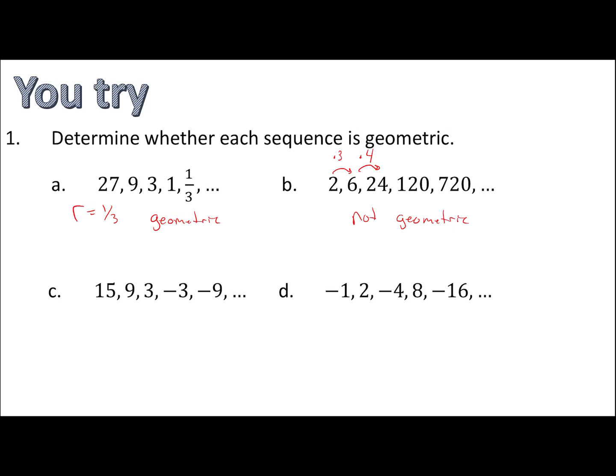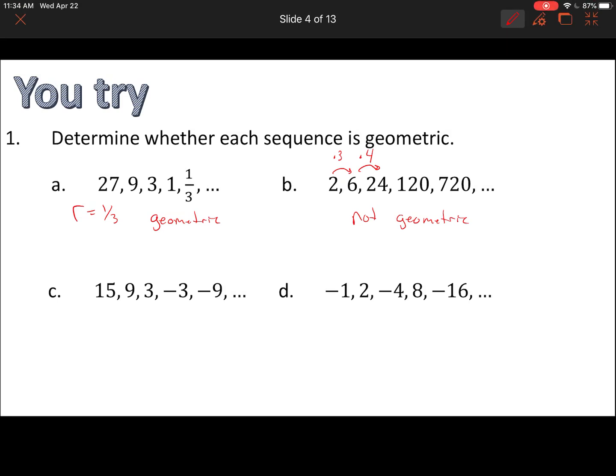So this one, I can see that we're not multiplying by the same thing. To go from 9 to 3 is multiplying by 1/3, and we obviously didn't do that for the 15 to 9. So I know it's not geometric. Now I'll check if it's arithmetic.